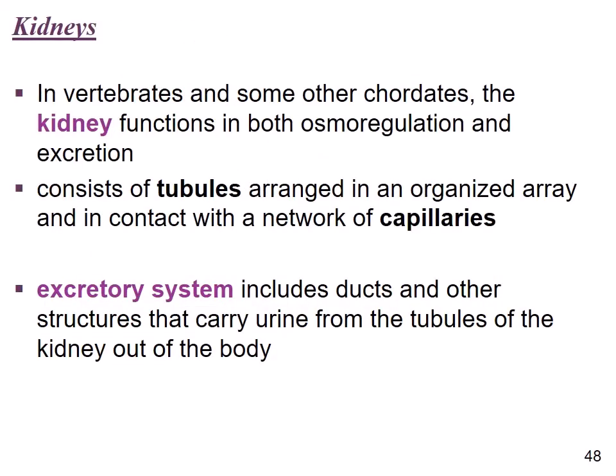So we have kidneys. In vertebrates and some other chordates, the kidney functions in both osmoregulation and excretion. The kidney is made up of a series of tubules that are arranged in an organized array, and there's also a network of capillaries involved. The excretory system includes ducts and other structures that carry urine from the tubules of the kidney out of the body.